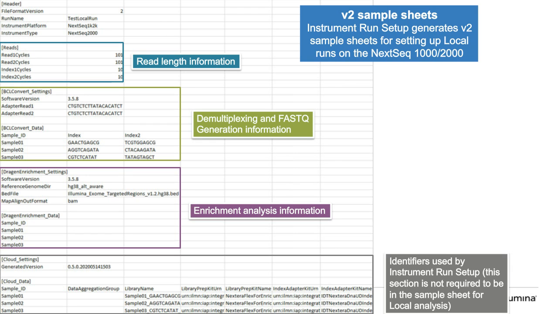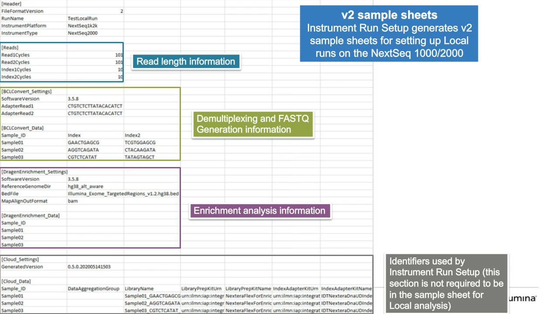Now in purple, we have pipeline specific configurations. So for this example, we're kicking off the DRAGEN Enrichment pipeline. So at the top, we have very specific configurations for that pipeline, which includes the reference genome, the bed file, and what type of alignment files we're going to have.